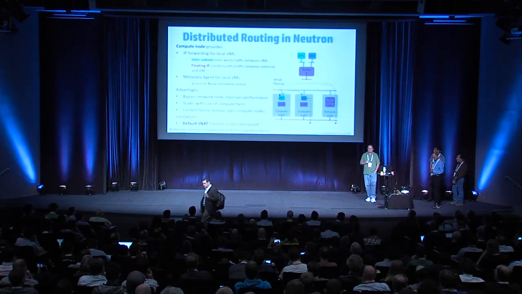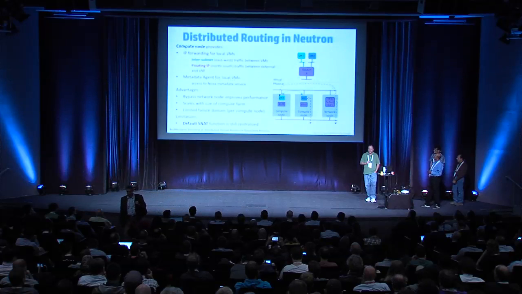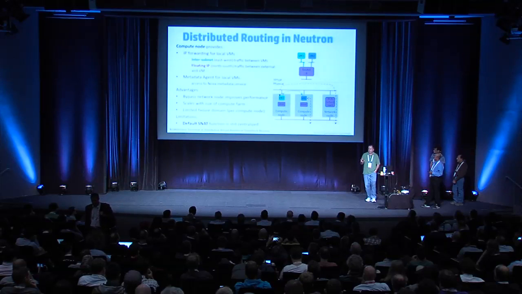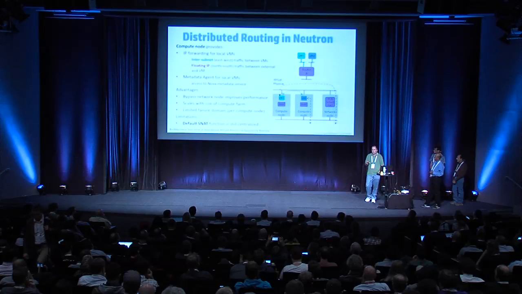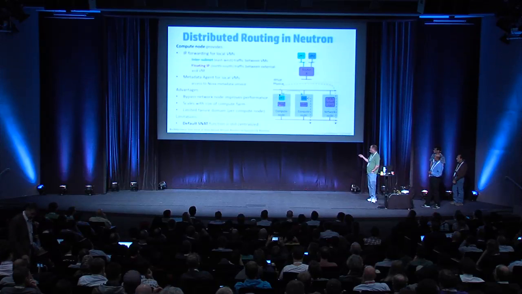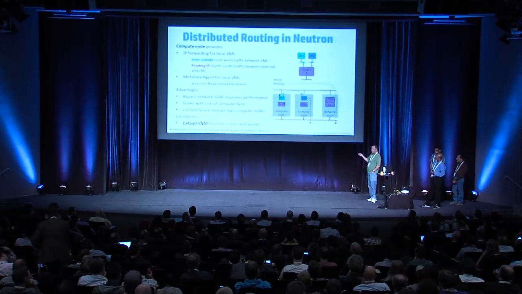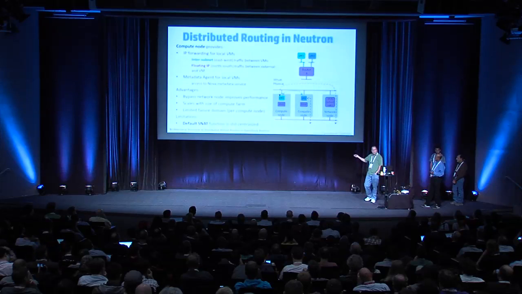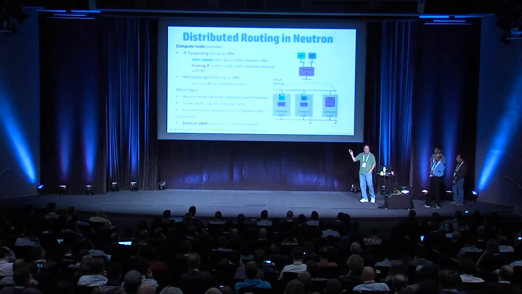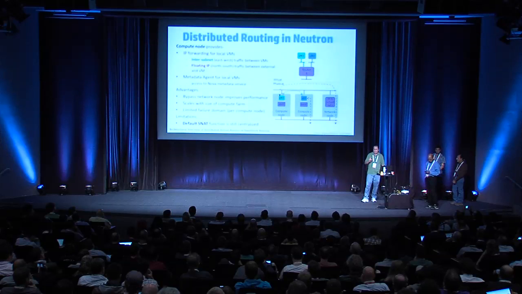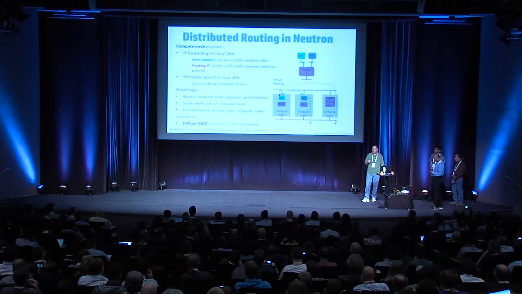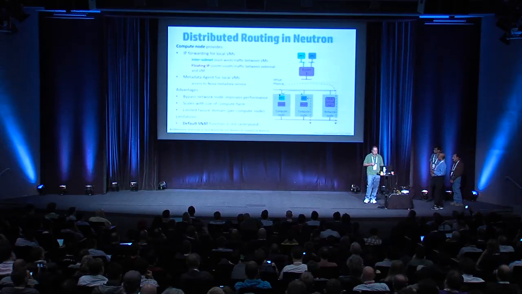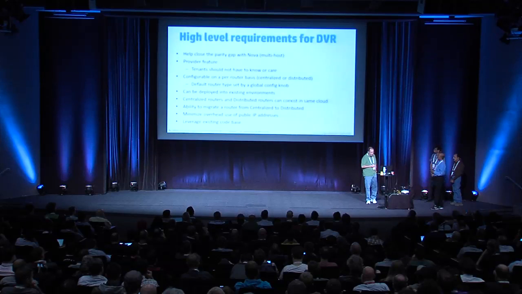This has nice scaling and performance properties, and it also has a really nice property in that it limits the failure domain. If you lose this router here, it only affects the VMs on that compute node. If you lose the whole compute node, you've lost the VMs anyway. The rest of the VMs keep working. One limitation of the current implementation is default SNAT is still centralized, so that still goes through a network node.